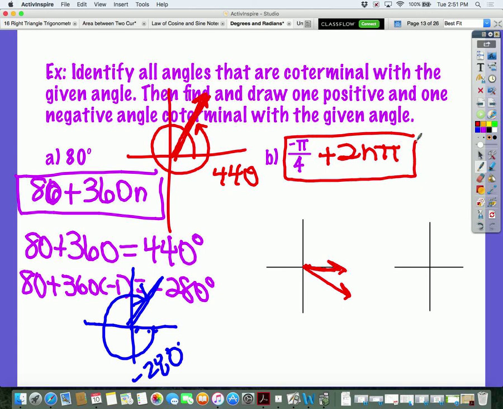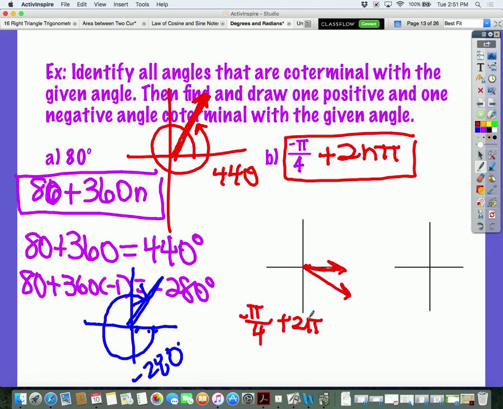Okay? That is how you identify all the coterminal angles. Now to get a positive coterminal angle, I just need to plug in a positive value for n, such as 1. So you'll have negative pi over 4 plus 2 pi. Now this is nothing but adding a fraction to a whole number. In order to add fractions, you need a what?